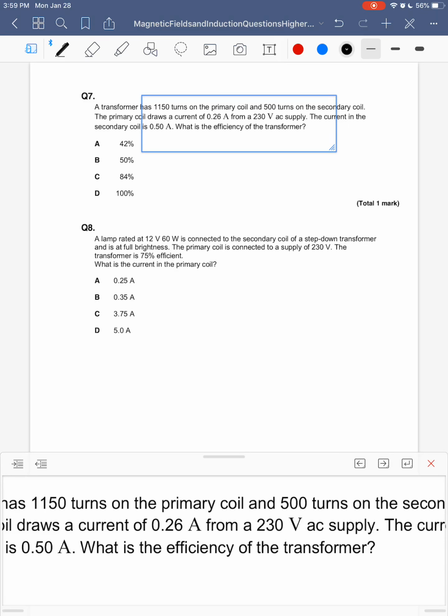Okay, so why do I not have my formula sheet near me?